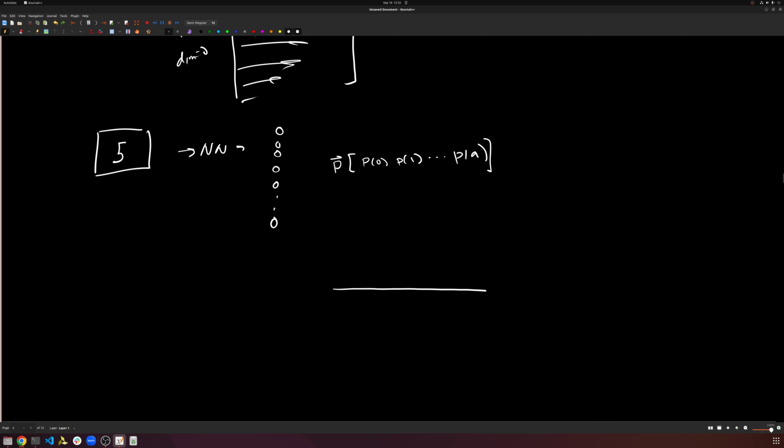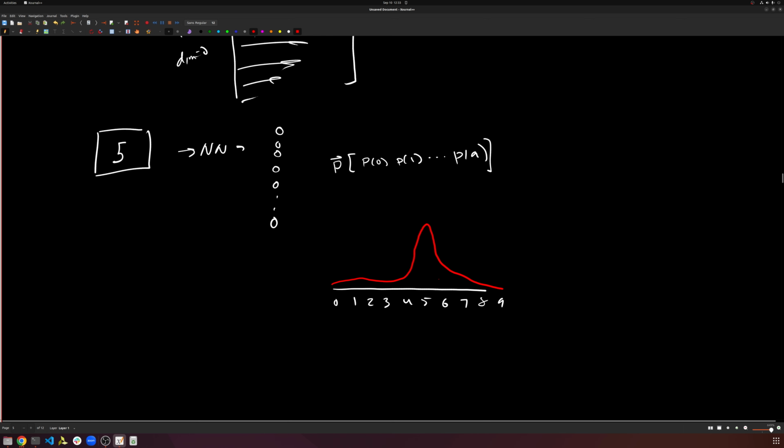So let's say we have this here: 0, 1, 2, 3, 4, 5, 6, 7, 8, 9. Let's say the model's training a little bit, so it's already kind of learning what the probabilities look like. So this is my prediction. Now, what is the ground truth? The ground truth is 0 everywhere and 1 at 5.